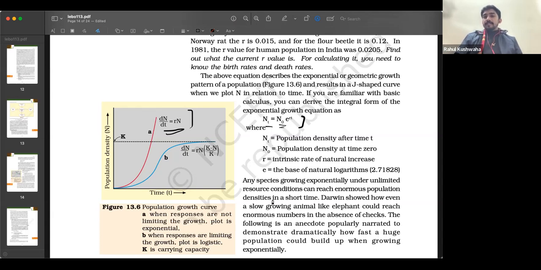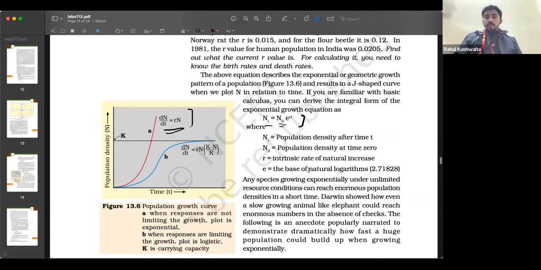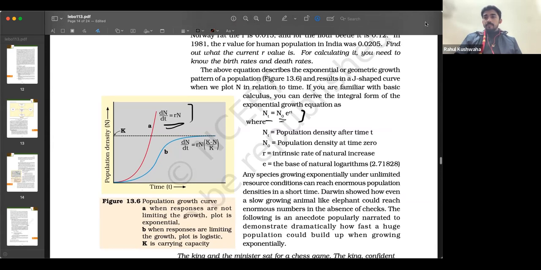e is the base of the natural log, with the value 2.718, which is 2.72 if you round it off to 2 decimals. And r is, as usual, the intrinsic rate of growth, and t is the time. Suppose you want to study it after 2 years. So t in terms of years will be 2, and r will be the growth rate of that population.